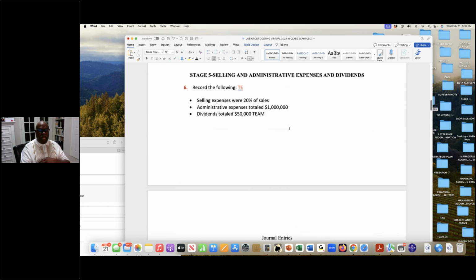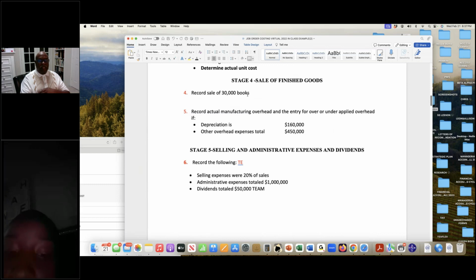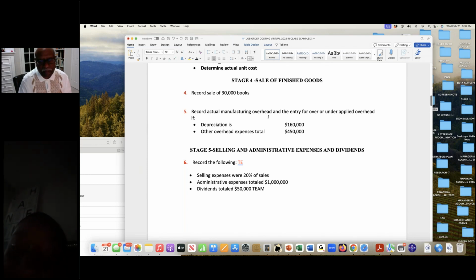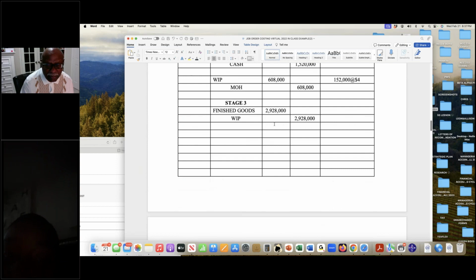So it says in stage 4, we sold 30,000 books. Can you go to the finished goods real quick? Go where? To the finished goods. Okay.